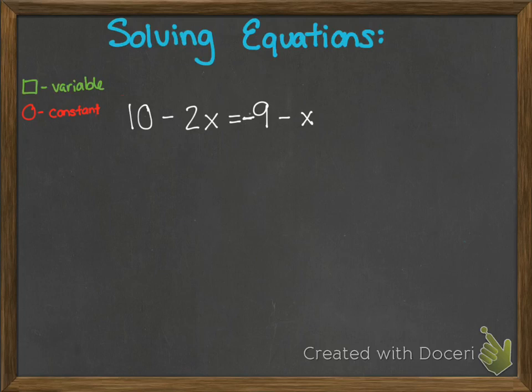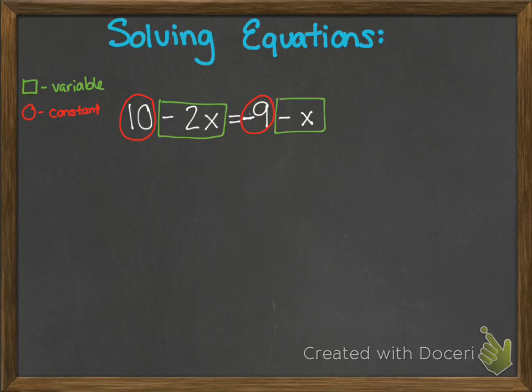So going through the equation, I have 10, that is a constant, so that's going to get a circle. Then we have minus 2x, that is going to get a box. Be sure to include the sign that is with it. If there's a sign in front of a number or variable, that goes with that piece. On the other side of the equal sign, we have a negative 9. That is a constant, so that gets a circle. And then we have minus x.